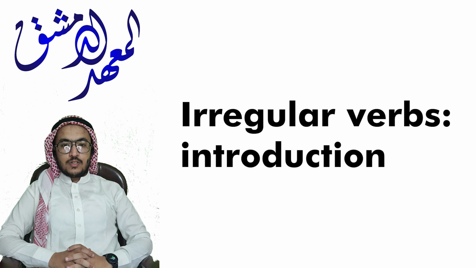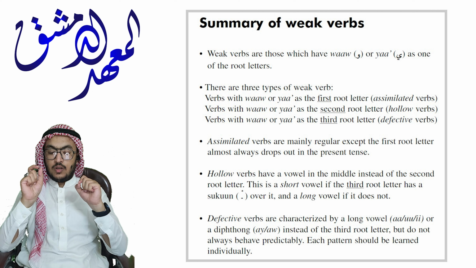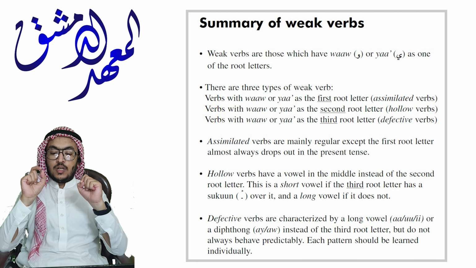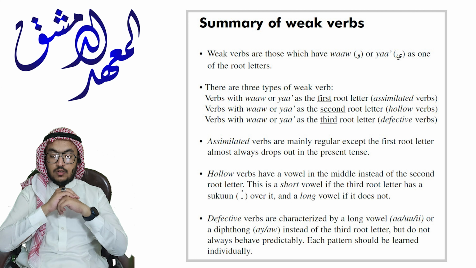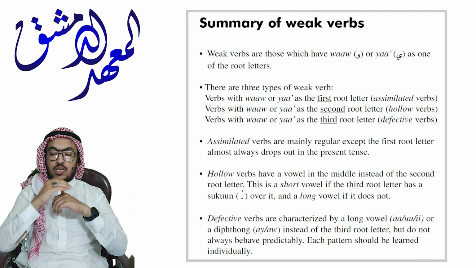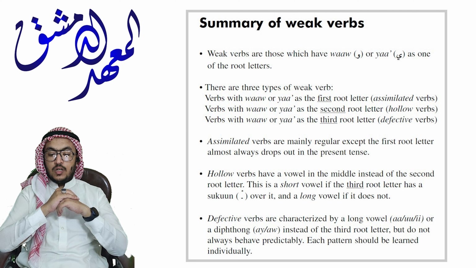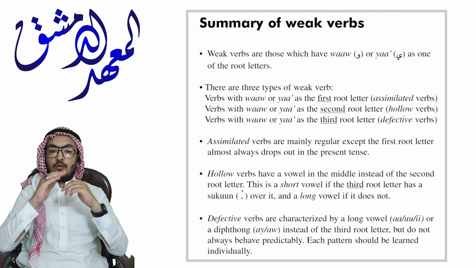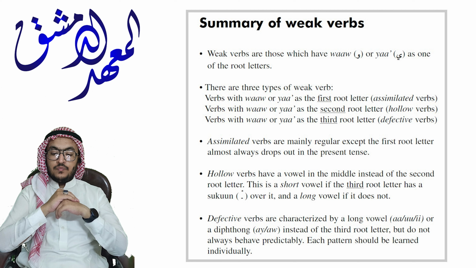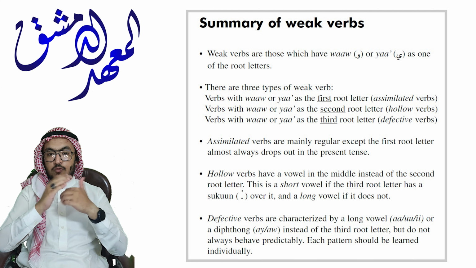The hollow verbs, having the second root letter weak, have a vowel in the middle instead of the second root letter. This is a short vowel if the third root letter has a sukoon over it, a long vowel if it does not. And then the third type was the defective verbs, which are characterized by a long vowel, u or e, or i or a, instead of the third root letter, but do not always behave predictably. Each pattern should be learned individually.